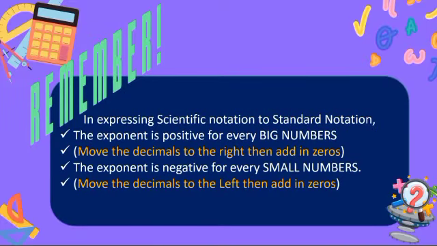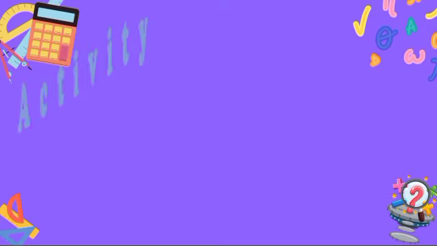So again, remember, in expressing scientific notation to standard form, the exponent is positive for every big number. So meaning if the exponent is positive, move the decimals to the right, then add in zeros. The exponent is negative naman for every small number. So therefore, you're going to move the decimals to the left and then add in zeros. Let's have a practice exercise.